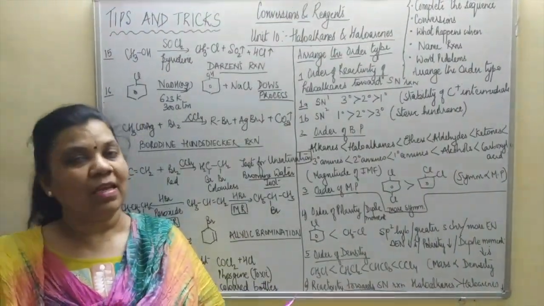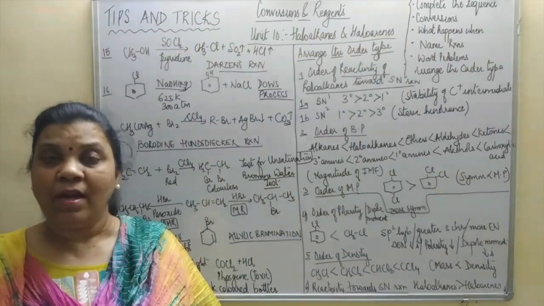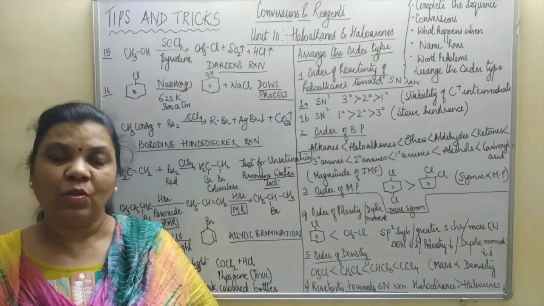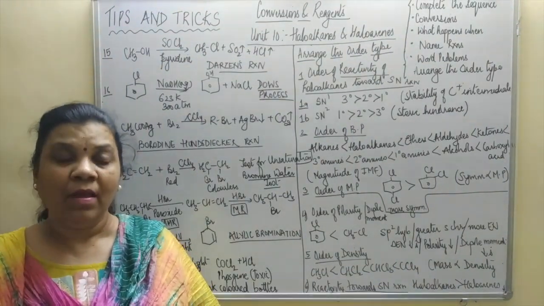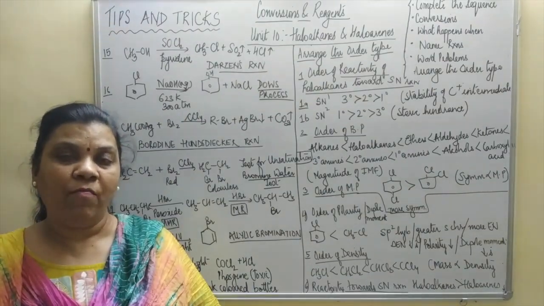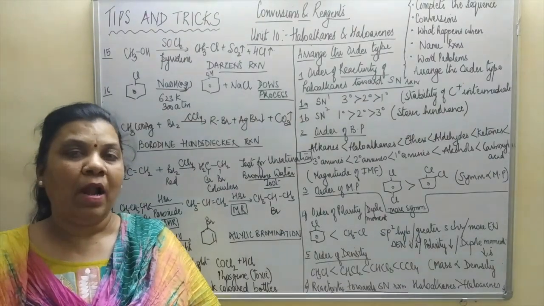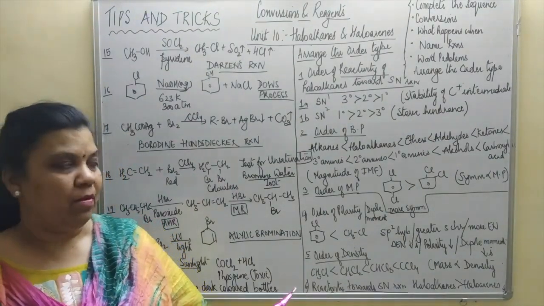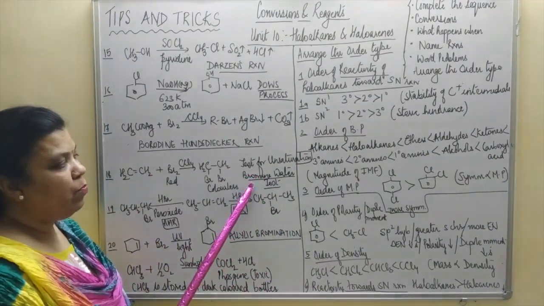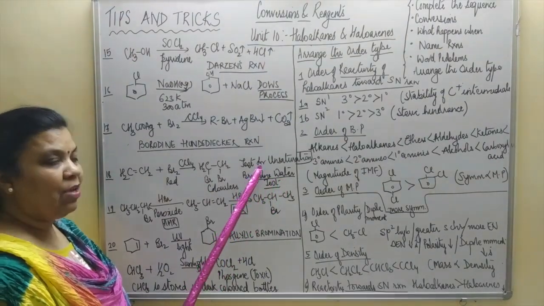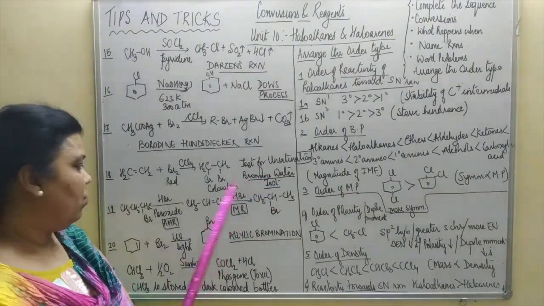So how come it is the test for unsaturation? When reddish brown colored bromine is passed through any unsaturated hydrocarbon, then the reddish brown color of bromine gets decolorized, which confirms the presence of a multiple bond in the hydrocarbon. And the name of the test is the bromine water test, which is actually the test for unsaturation.